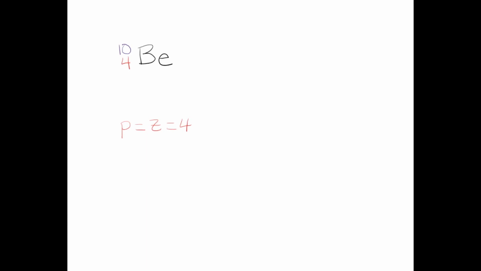Remember that the top number 10 is the mass number, and for neutrons, we'll do the subtraction of A minus Z within the isotope symbol. 10 minus 4 equals 6, so the number of neutrons equals 6. And finally, the number of electrons for a neutral atom is equal to the number of protons, so electrons equals Z equals 4.